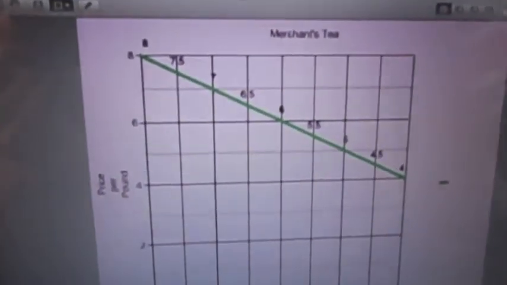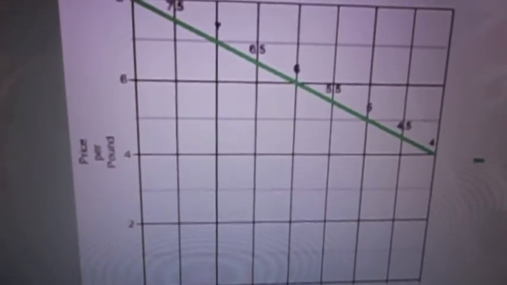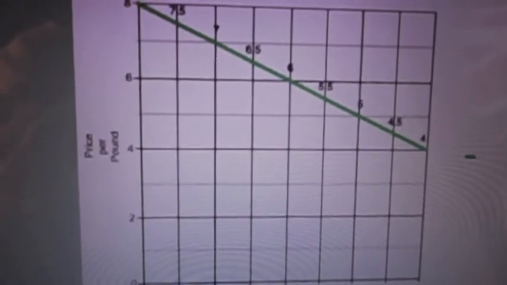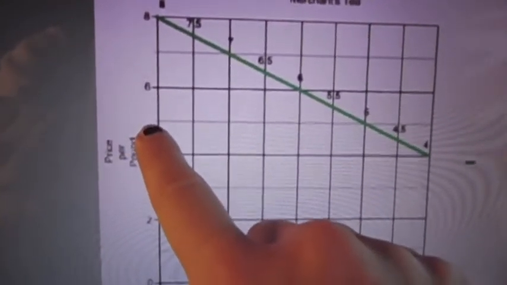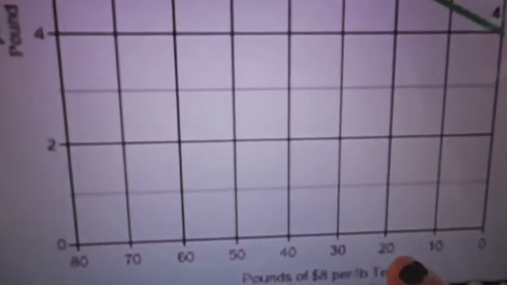So in this graph you can see that I have $8 per pound tea as the x-axis and the price per pound as the y-axis, because we have to find how much tea we should use to get a mixture worth $5 per pound. So all you have to do for this one is go to the $5 per pound, and you go across, and then you go down to the x-axis, and you see that you'll need 20 pounds of the $8 per pound tea.